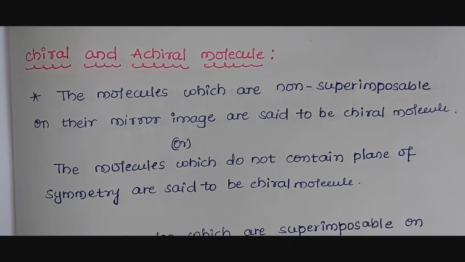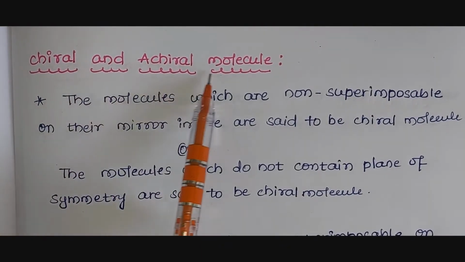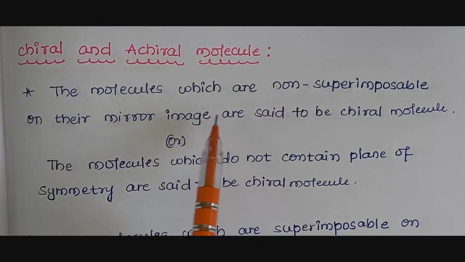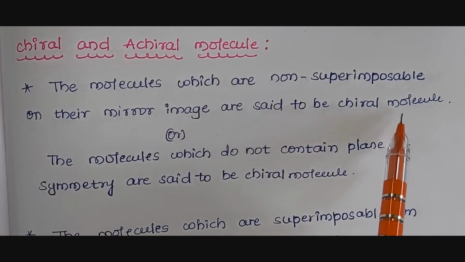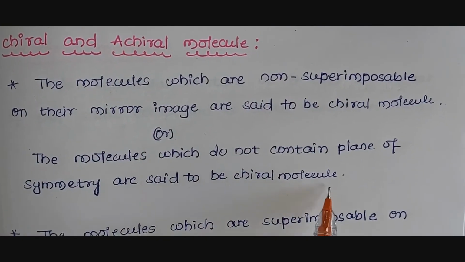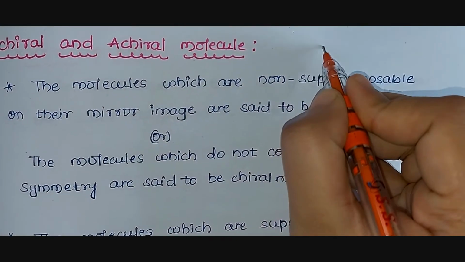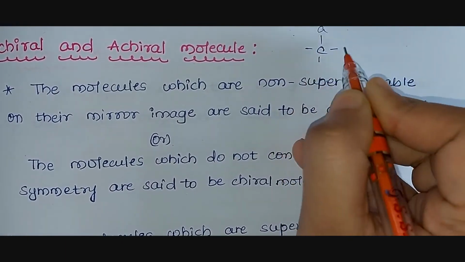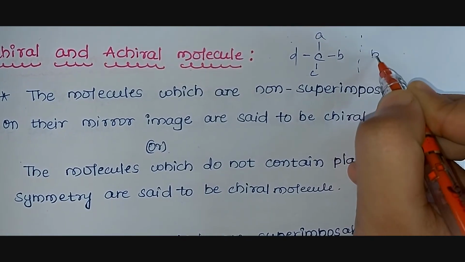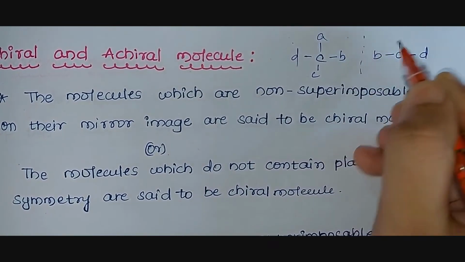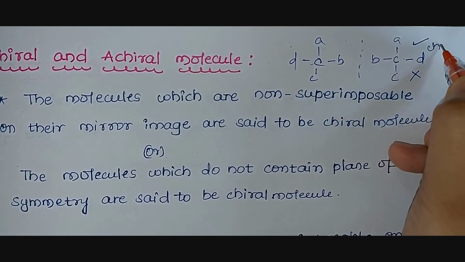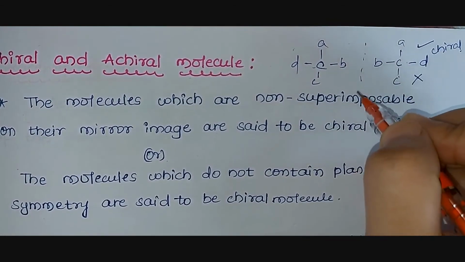Enantiomers. Next, let us consider chiral and achiral molecules. The molecules which are non-superimposable on their mirror image are said to be chiral molecules, or the molecules which do not contain a plane of symmetry are said to be chiral molecules. Consider an example. When you consider carbon bonded to four different atoms, we call such carbon a chiral carbon. We take the mirror image, and we place it above the original and find that it is not superimposable. So we say that it is chiral.